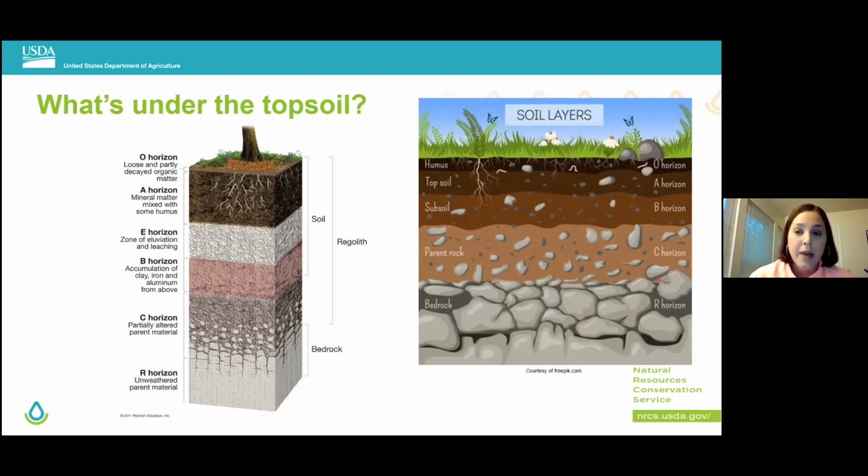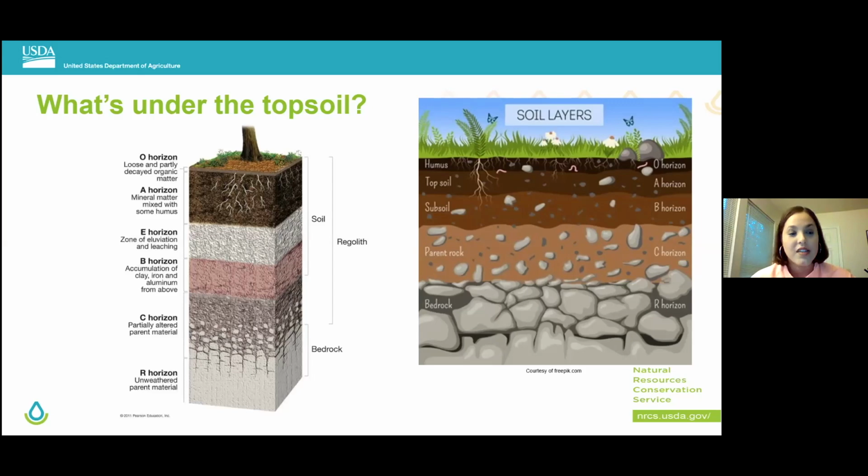So let's talk about those horizons and what they mean. The O horizon is the loose and partially decayed organic matter. And in the A horizon, you have mineral matter mixed with some of that humus from the top. E horizon, pay attention, this is not always present in the soil. But when it is, my friends, you will see it. It's very obvious. You're going to see that later.